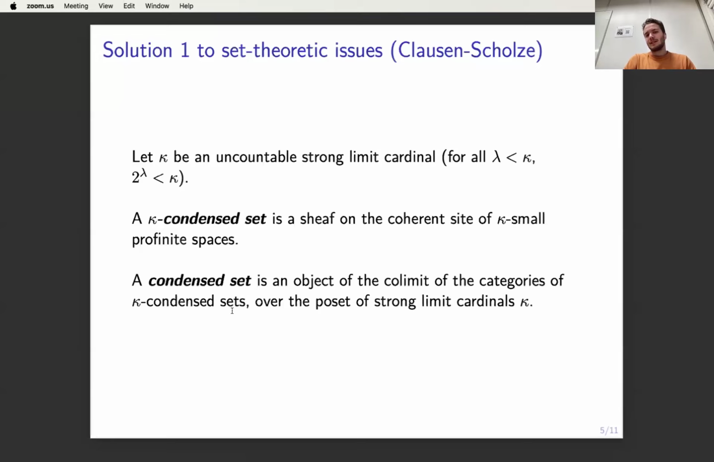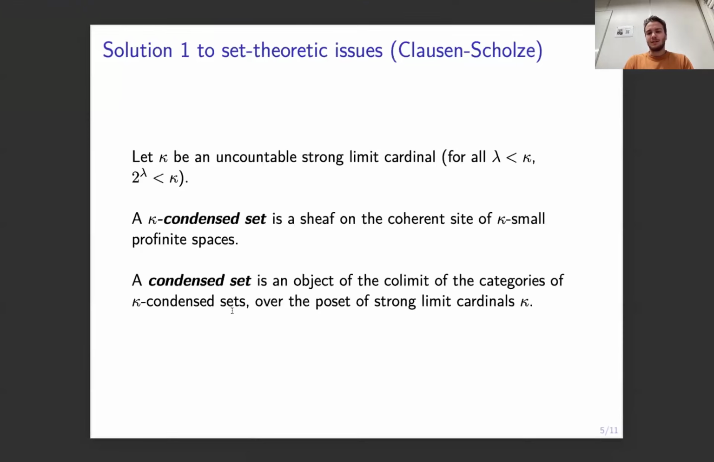And the way people do this is that they say this sometime at the beginning, and then they just say, we won't care about these set theoretic issues and just pretend that condensed sets are sheaves and not objects of some colimit of categories. And of course, this is a terrible solution for formalization.